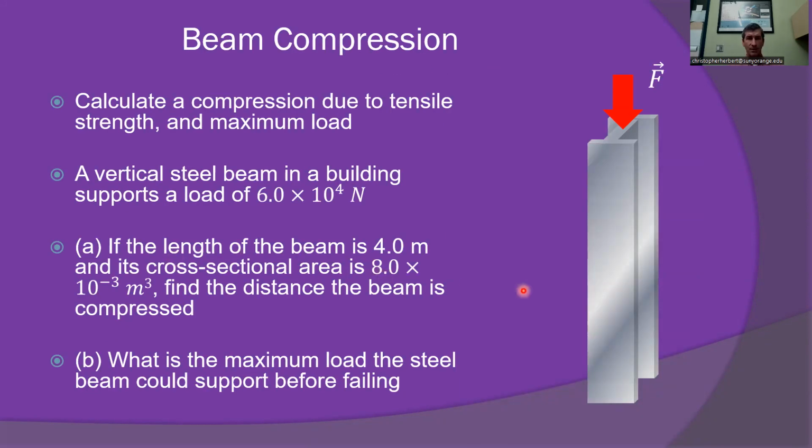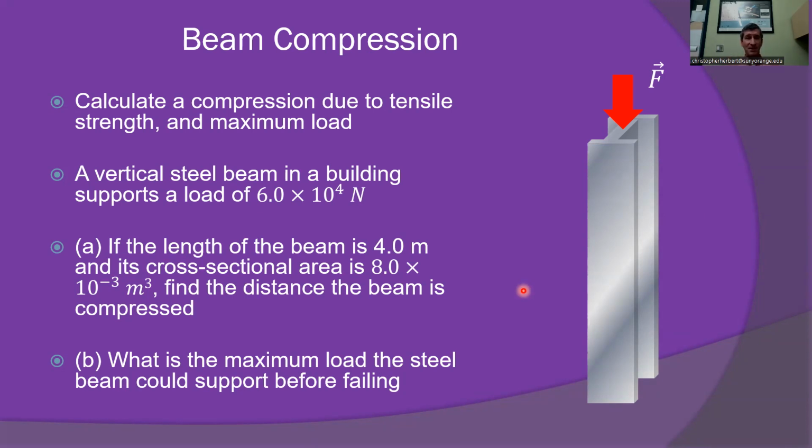Let's do a calculation here and just see how we might apply Young's modulus, or the equation for stress and strain, to a particular load situation. Let's say that we have this I-beam and we're compressing it along its length. We have a vertical force of 6 times 10 to the 4 newtons on the steel beam. Let's say it has a cross-sectional area of 8 times 10 to the minus 3 meters cubed. That should be meters squared.